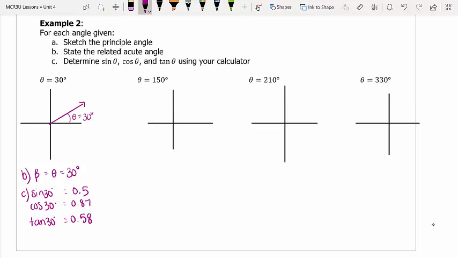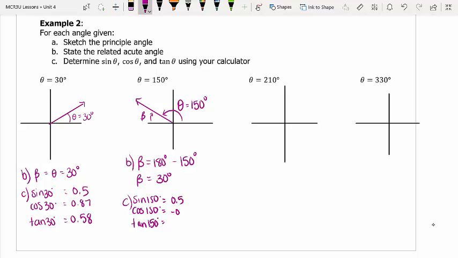Okay, let's sketch 150 degrees on the second axis. Okay, so there's our principal angle. Part B, let's go ahead and find our related acute angle, which is right there. So related acute angle is going to be 180 degrees minus 150 degrees because our terminal arm is in quadrant 2. So our related acute angle is 30 degrees. Now let's go ahead and calculate the sine, cos, and tan of 150. And you're going to get values very similar to what we got in part A, just some are different in terms of their negative or positive sign.